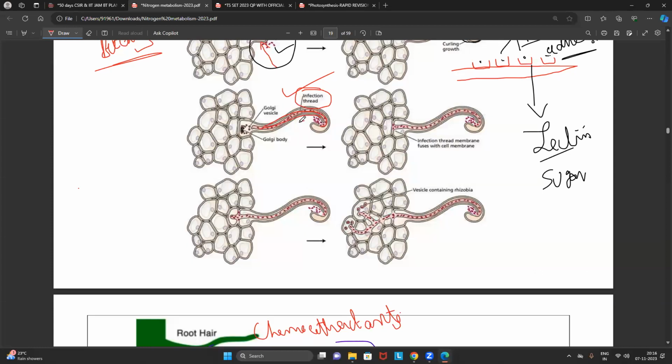When the bacteria is traveling inside, you know what happens? Bacteria lose its cell wall. Suppose friends, this is the infection thread. Okay, bacteria is moving like this inside. During the movement, bacteria lose its cell wall completely. Upon losing its cell wall, it is surrounded by a plant-derived membrane, which we call as rhizoids or bacteroids.